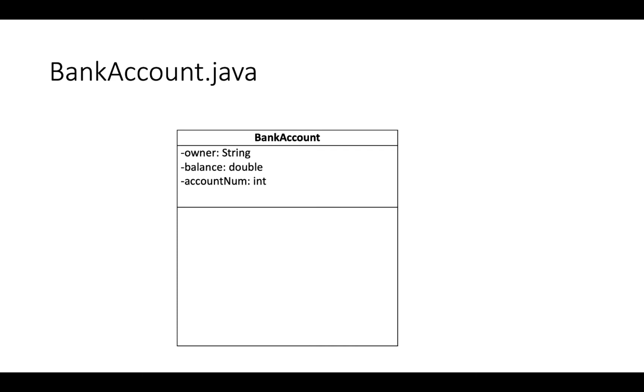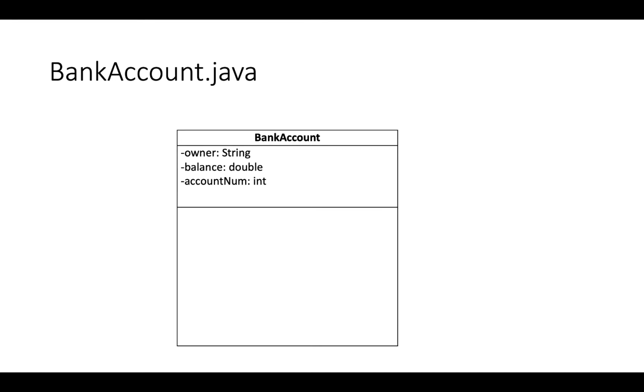The bankaccount.java class is going to keep track of 3 attributes or fields. I want to keep track of the owner of the bank account, the balance of the bank account, and the account number associated with that bank account. You can see I've listed the types of each one of these variables after the colon, owner being a string, balance being a double, and account num being an int. The other thing to remember about UML diagrams and their attributes is that these minus signs here, or hyphens, indicate that all of these attributes should be private.